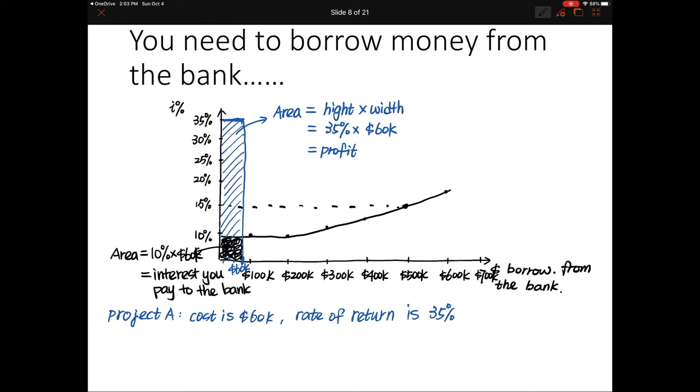All right, so we said if your profit can cover your payback, then which means that's a good project, right? So obviously, this blue rectangle, the area is much bigger than the black rectangle, which means project A is something you can say yes to. Okay, so this is a way where you can compare your rate of return and the bank's interest rate, and see if your rate of return is higher than that.